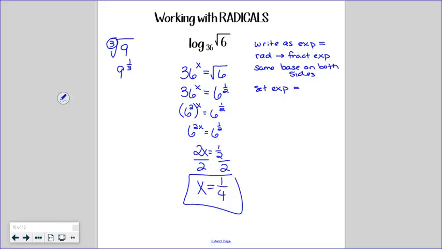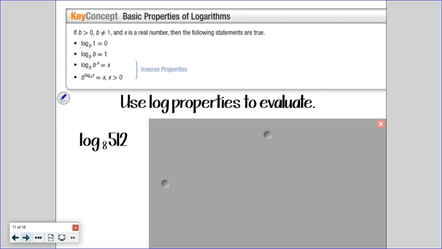Those are ugly. I would not be able to do that without rewriting it this way. So that is my strong suggestion, because in my head, I cannot tell you what 36 raised to what gives me the square root of 6. So I strongly suggest going through this plan of attack: exponential, change it to a fraction exponent, same base. Okay. All right, our logarithmic properties.